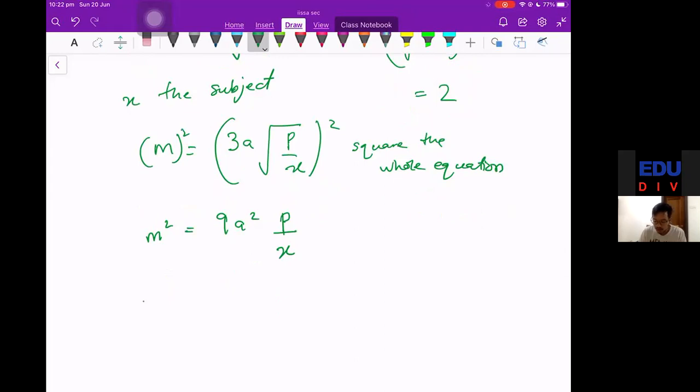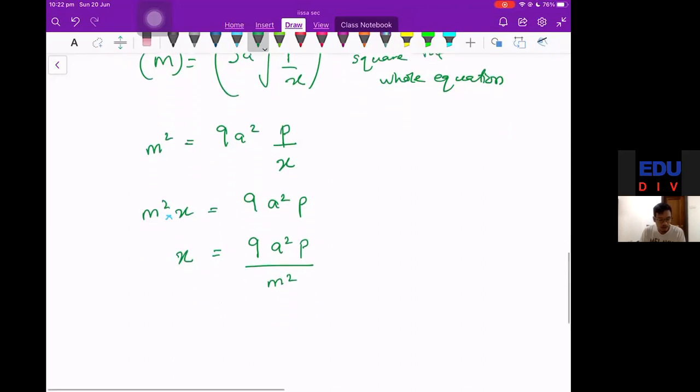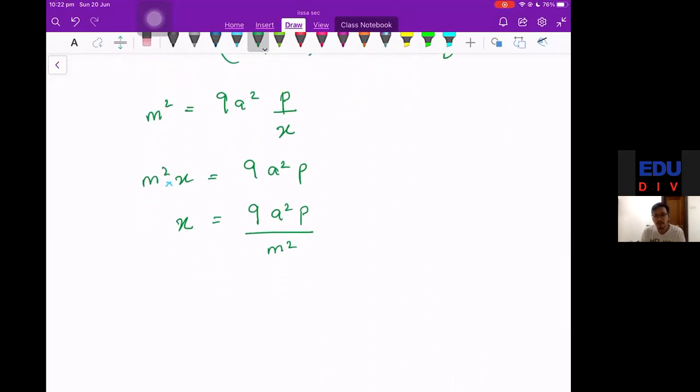It's going to be m squared x equals 9a squared p. Now, to find x, m squared x is actually m squared multiplied by x; we just don't write the multiply sign. So what we need to do is divide. So x is going to be 9a squared p over m squared. That's the answer. So you know how to do it.